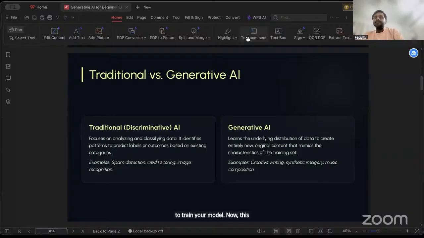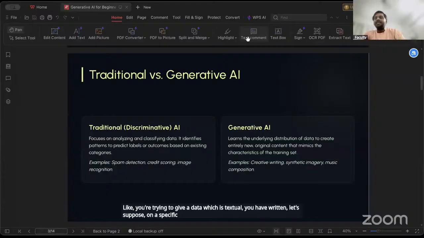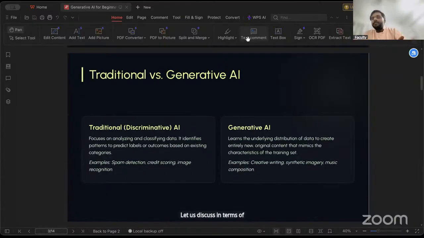Now, I'm giving this as an example. In this example, we are considering image-based work. Similarly, you can think of text-based work, like you're trying to give data which is textual. Let's suppose on a specific topic you have 10 different articles. Let us discuss in terms of war. Recent news is coming out, and you have got 4 or 5 articles related to war.